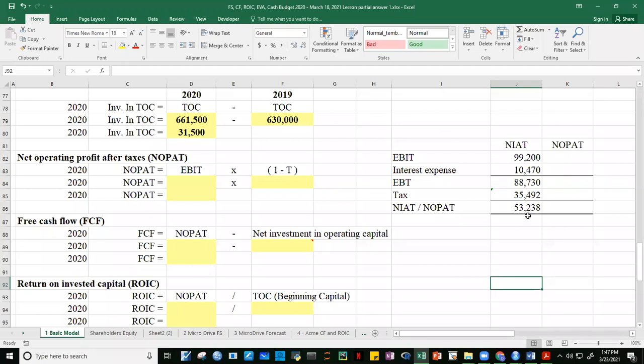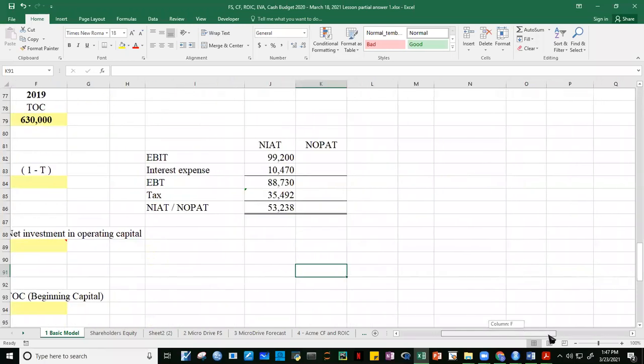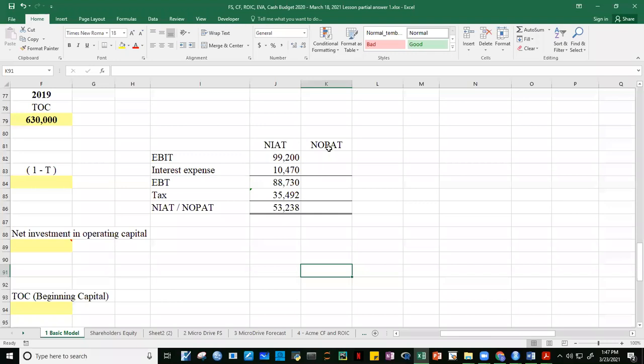Is this net income after tax clear now? Yes, it's clear. Okay, clear. All right. Now, how about NOPAT? So net operating profit after tax. The difference of this, guys, is that this one has operating. Okay, so we copy the same EBIT.